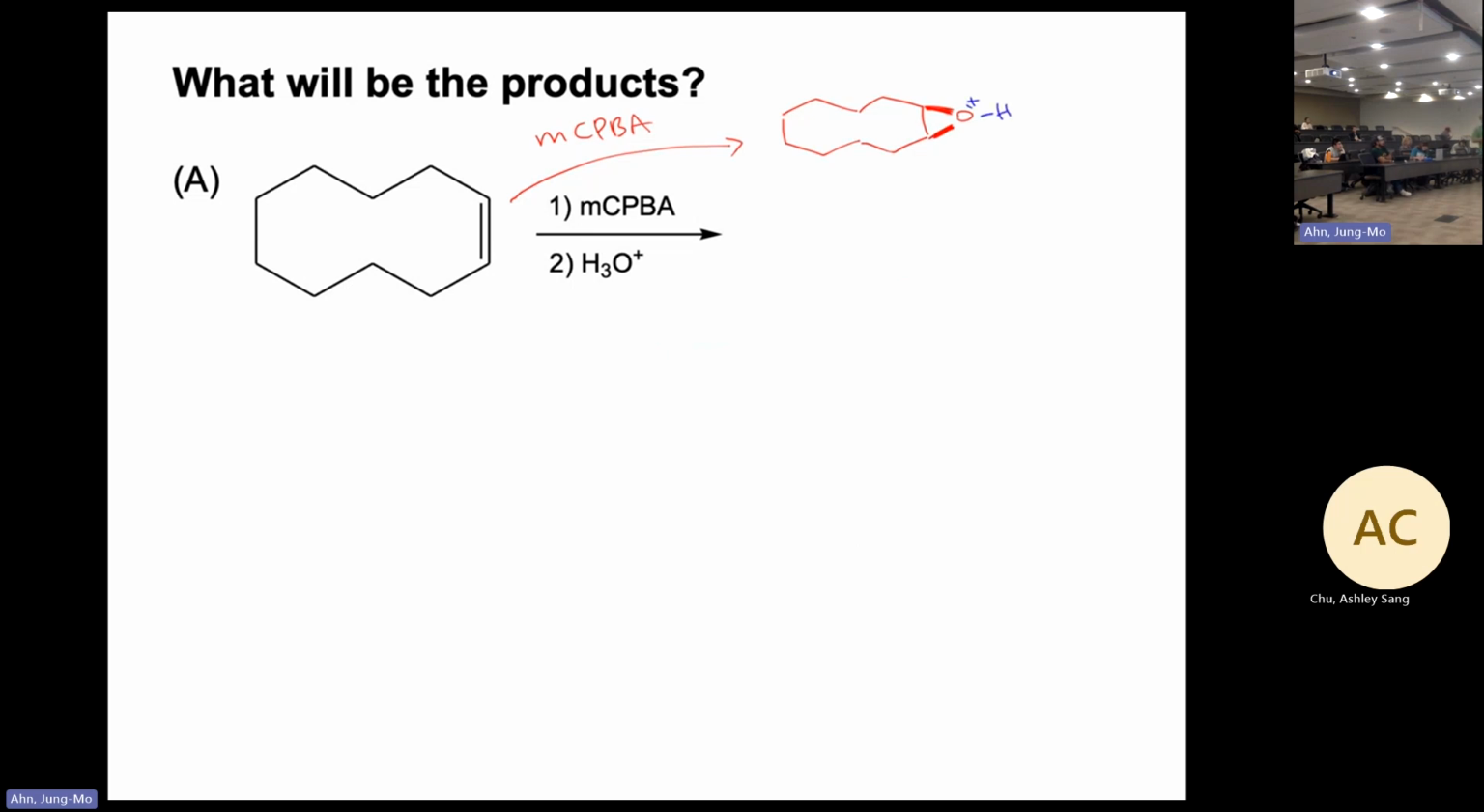What happens is this oxygen is going to get protonated. That's going to pull the density from the carbons. This molecule is symmetrical, so it doesn't really matter which carbon gets attacked, right? Either one is attacked by the water, because that's a neutral nucleophile, and it becomes an OH here. They're going to be the same, so it really doesn't matter which one it is. It becomes a diol, but you have to show the trans diol.